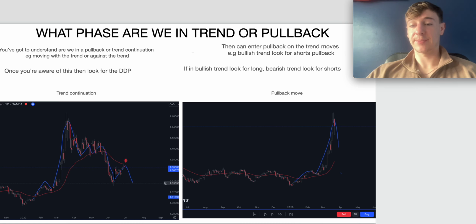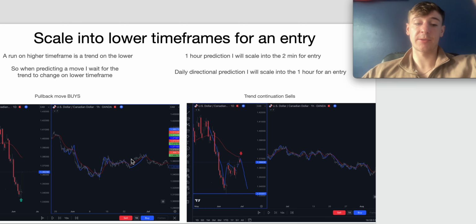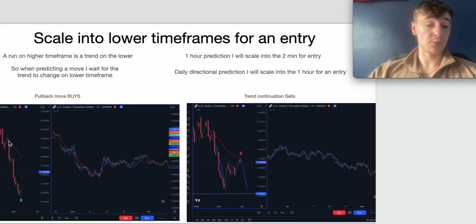Once you identify the daily direction and what phase we're in, you scale into the lower time frames to look for an entry. Again, a run on each one of these candles, a run is a trend on the lower time frames. On the daily time frame, 3, 4, 5 daily candles will be a nice trend. If you have 3, 4 daily candles going up and up and up, or down, this is all a downward trend on the lower time frame, and it's the same the other way.